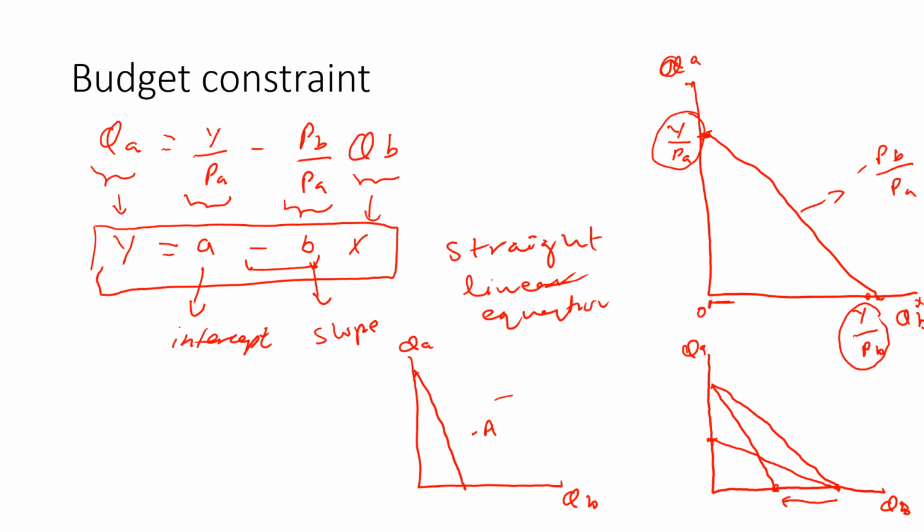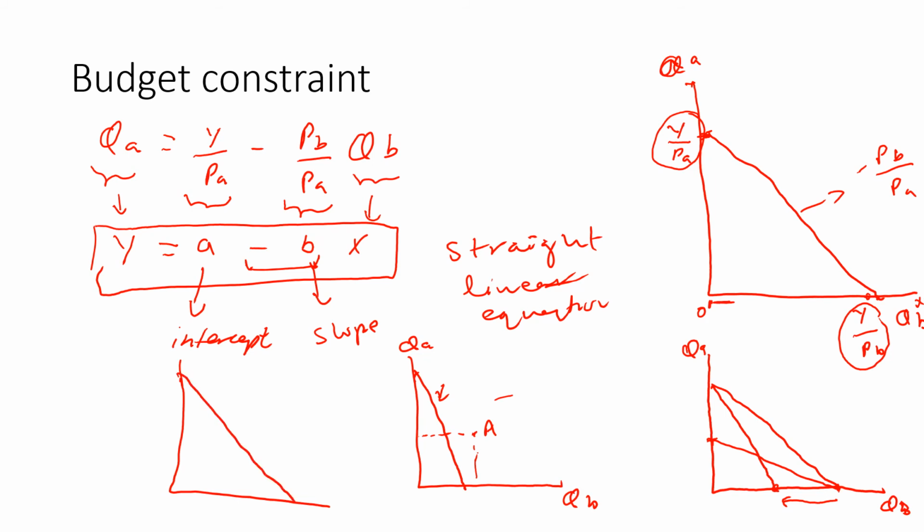Are we able to consume this A? We are not able to consume this because this is outside our budget. We do not have the right amount of budget to consume it. So we will always consume on the red line on this budget constraint or below this constraint. Let me show you that.